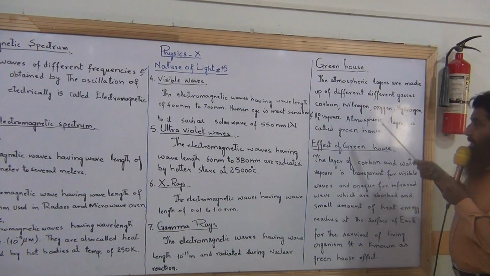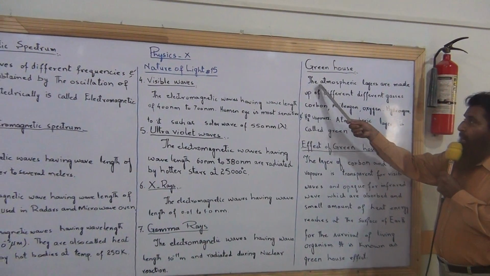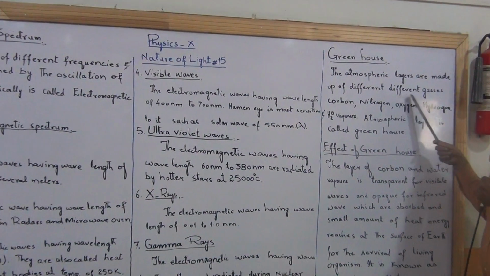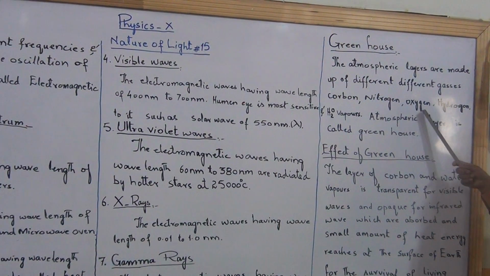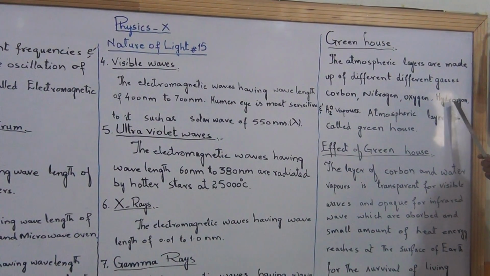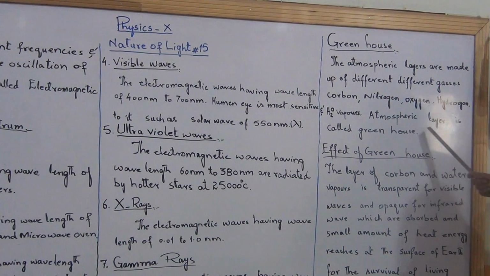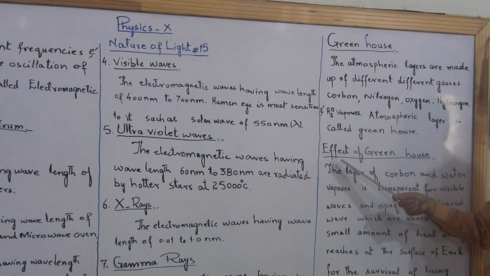Now the last topic of this chapter is the greenhouse. What is the greenhouse? The atmospheric layers are made up of different gases: carbon, nitrogen, oxygen, hydrogen, etc., and water vapors. The atmospheric layers are called the greenhouse. Now, what is the effect of the greenhouse?